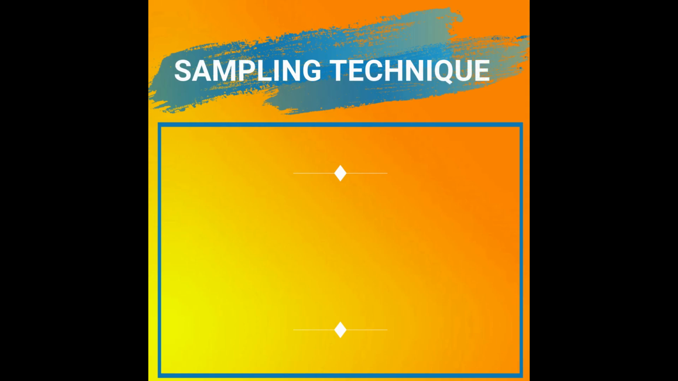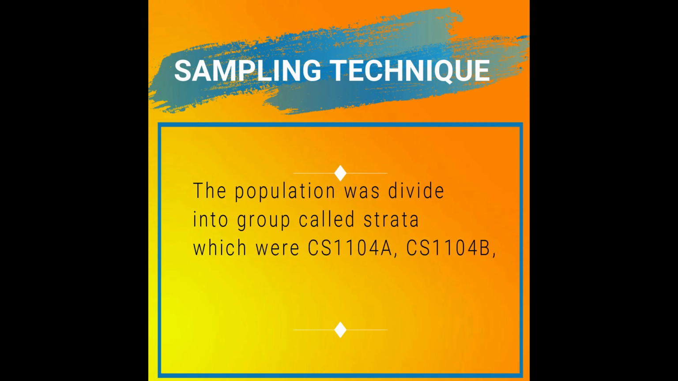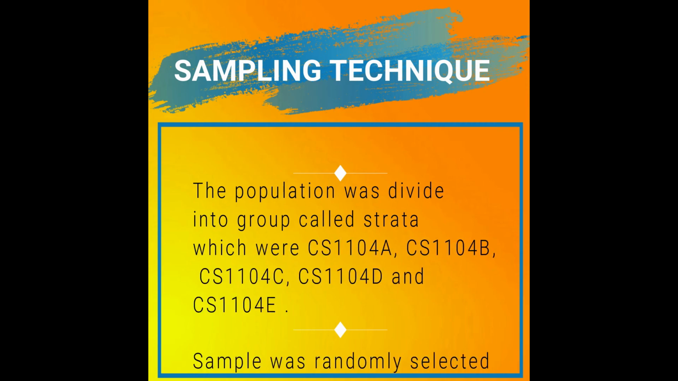For sampling techniques, the type of sampling technique used for this study was stratified sampling. The population was divided into groups called strata, which were from groups CS1104A, CS1104B, CS1104C, CS1104D, and CS1104E. And the sample was randomly selected from each stratum. It is to make sure that all elements within every stratum have a similar chance of being selected and to improve the precision.